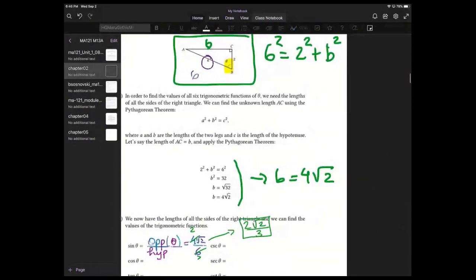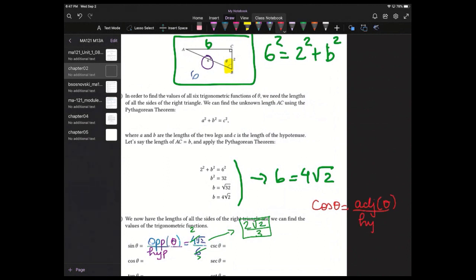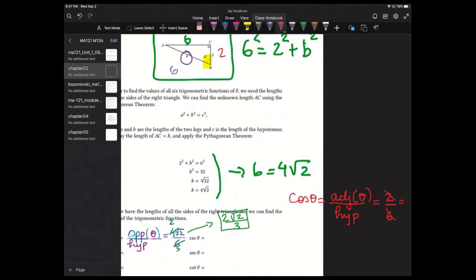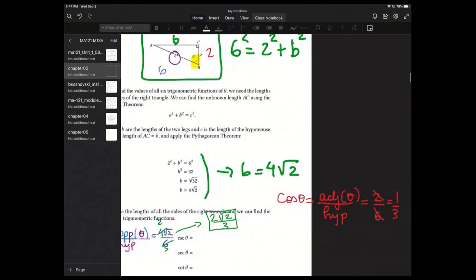Okay, cosine is next, so I'll probably put it somewhere on the side here because I have very little space there. So cosine of theta is defined as the adjacent of the angle theta divided by the hypotenuse. Now, if you look at the right triangle, the adjacent has a measure of 2. So we have 2 divided by the hypotenuse, which is 6. Simplifying the fraction, we have 1/3. So 1/3 is the cosine of the angle theta.